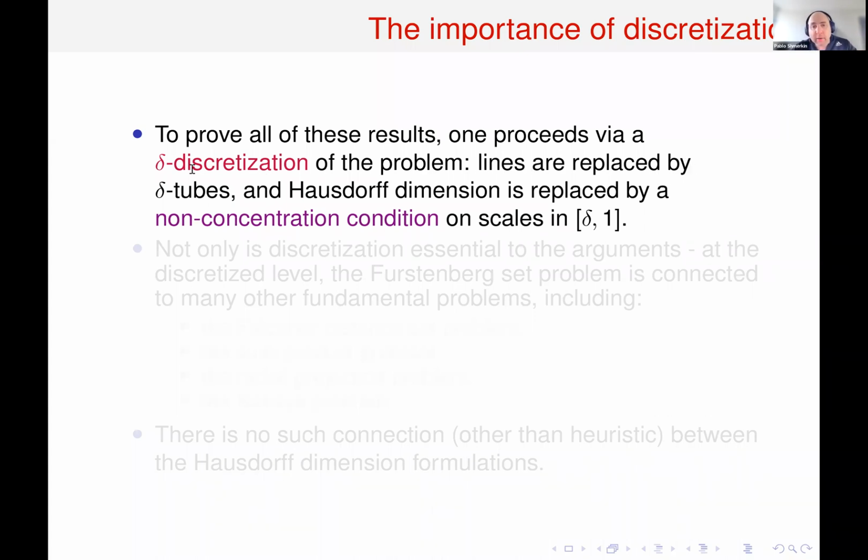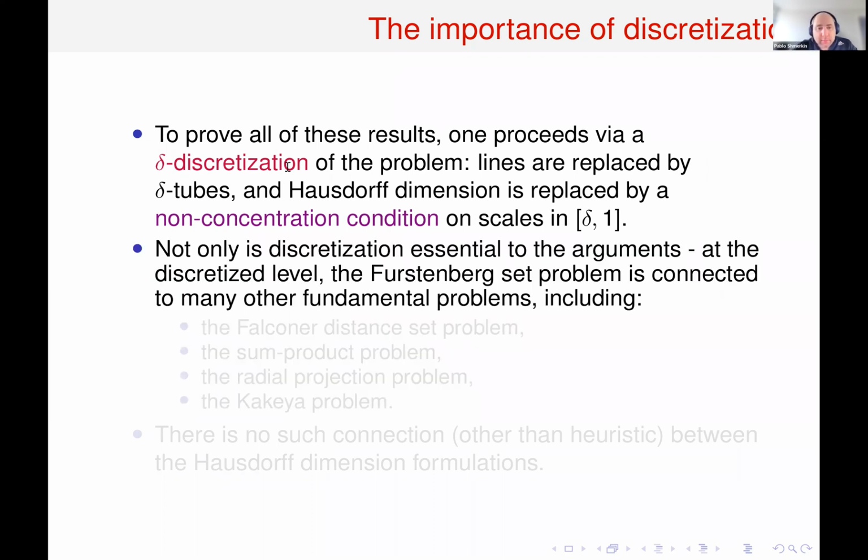For example, lines are going to be replaced by delta tubes. A delta tube is a delta neighborhood of a line. So we thicken everything by delta. And instead of Hausdorff dimension, we have to replace it by something that tells us that the set looks s-dimensional, but at scales between delta and 1. And I'm going to state this condition in the next slide. Okay, so in order to prove the results, we need to discretize. But this is not the key point I want to make. The key point I want to make is the next one.